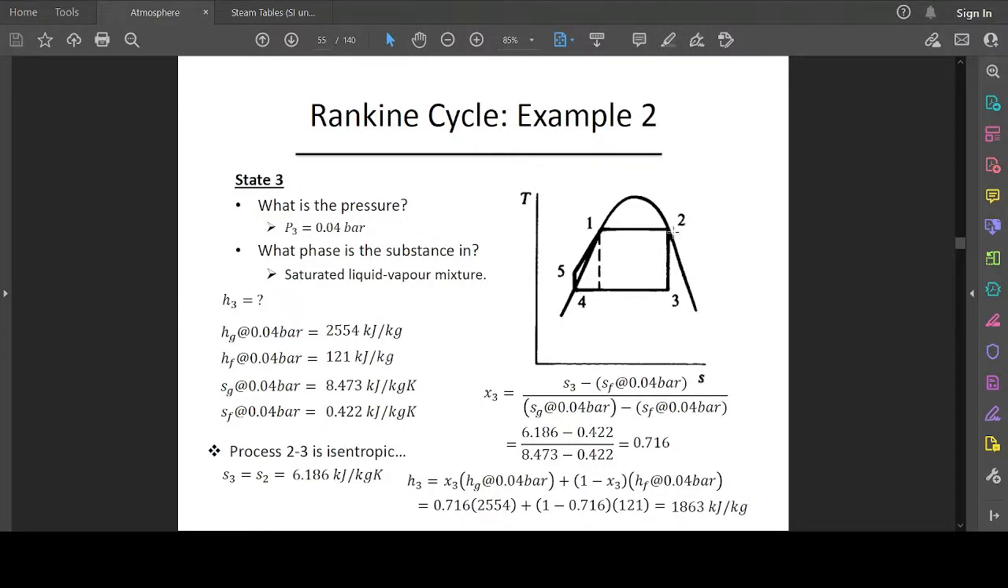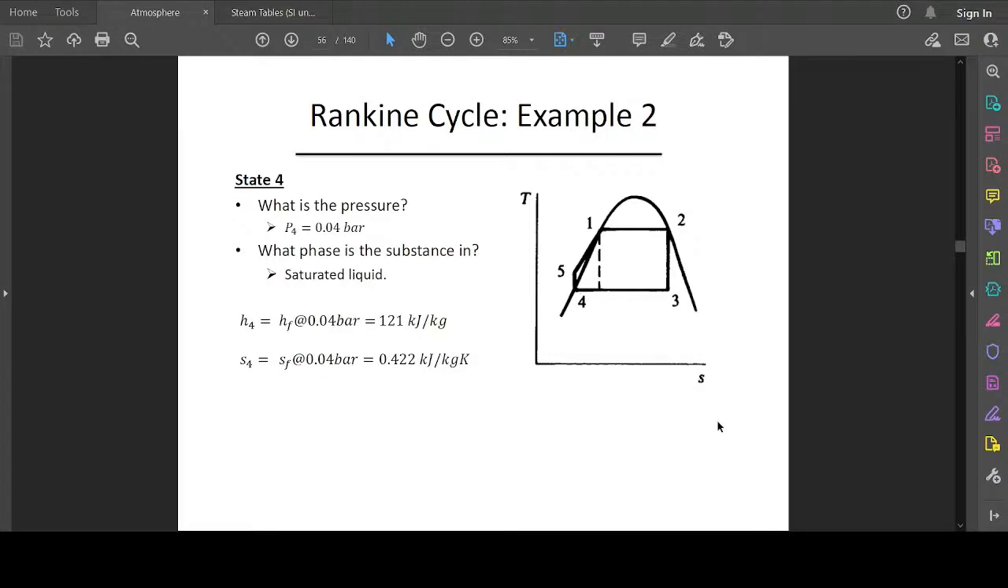But because the saturated vapor that left here lost quality, we need to identify the dryness fraction of that steam, and we can use this equation to do so. Plugging in the values that we found from the steam table, we arrive at 71.6%, and we can use that to calculate the enthalpy of this steam here at stage 3. So once we have calculated this, we can move on to calculate the enthalpy at stage 4.